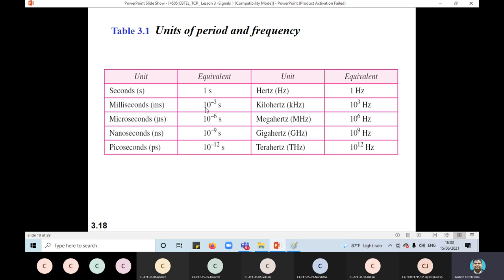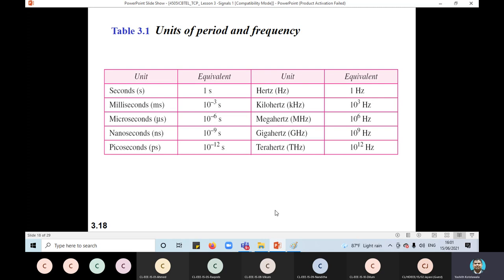So if you want to convert milliseconds into micro, you have to divide by 1000. If you want to convert seconds to milliseconds, you have to divide seconds by 1000. Milliseconds to microsecond, you have to divide. Microsecond to nanosecond, you have to divide by 1000. But in the reverse direction, nanosecond to micro, multiply by 1000, you get micro. Multiply micro by 1000, you get milli. Multiply milli by 1000, you get seconds.